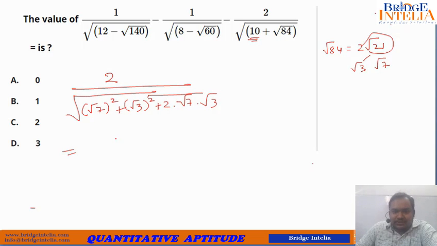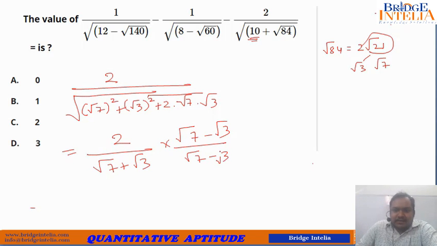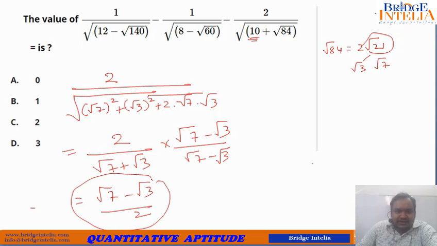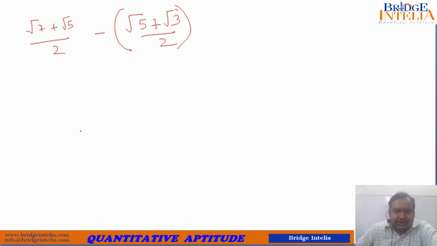So the third term is basically 2 divided by (root 7 plus root 3), which can further be rationalized by multiplying it by this. The denominator would become 4, so 2 by 4. So this is actually (root 7 minus root 3) by 2. So this is the third term. So the third term comes out to be (root 7 minus root 3) whole divided by 2.